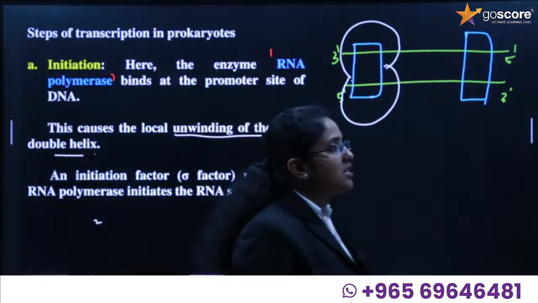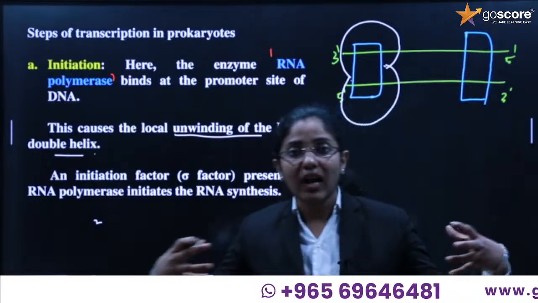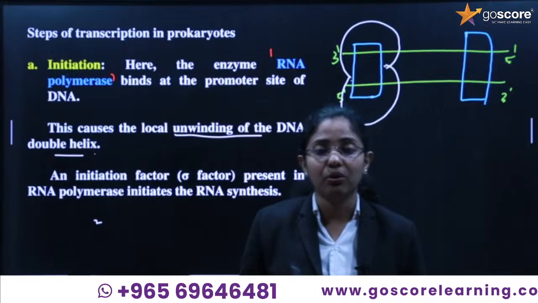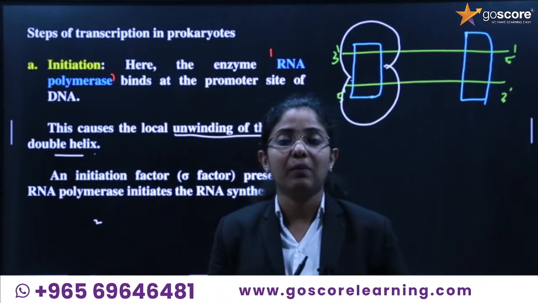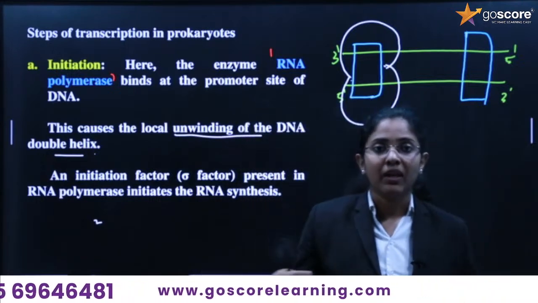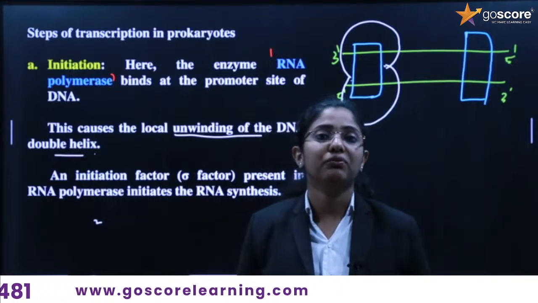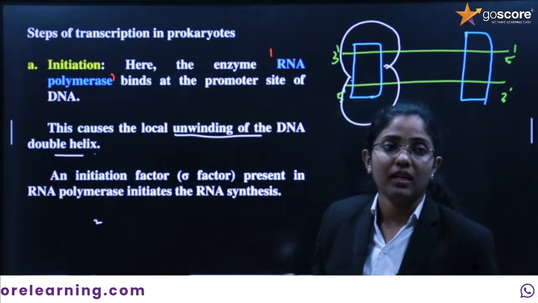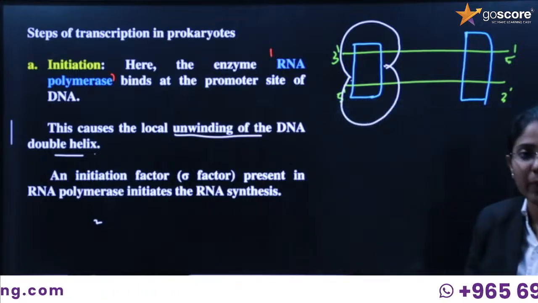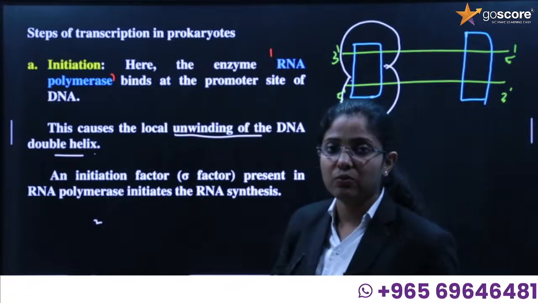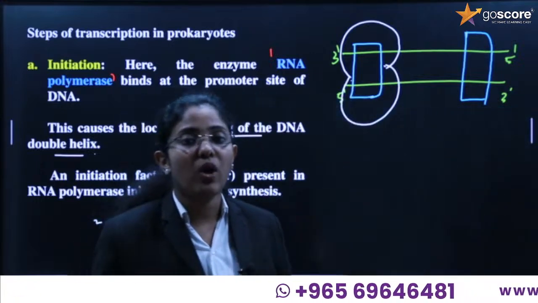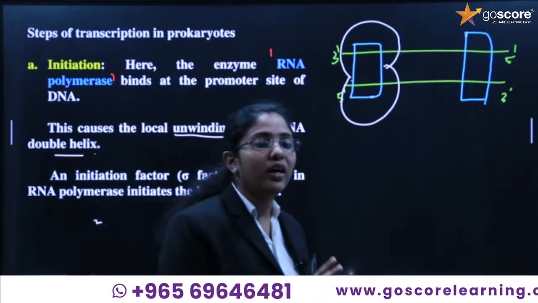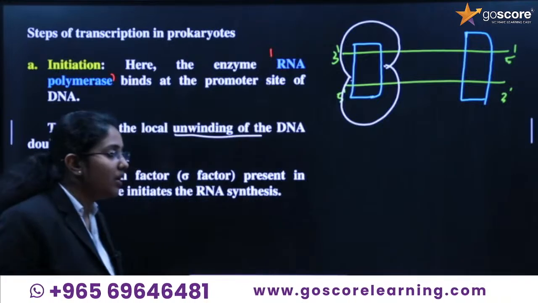Once initiation happens, a small unwinding takes place, like in replication. In replication, you know there is an enzyme known as helicase which helps in the unwinding of DNA. Here, the polymerase enzyme itself acts as the unwinding enzyme. Once it is unwound, it moves forward. Then nucleotides will be added.